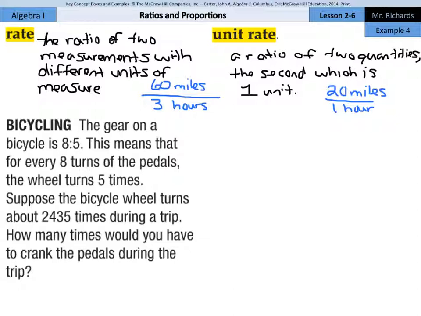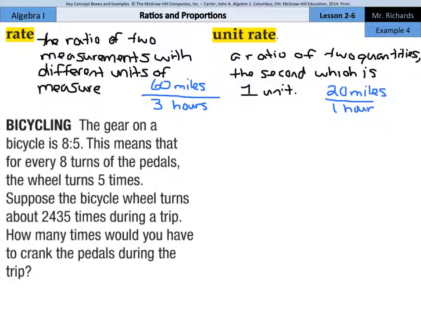Now let's take a look at example 4. The gear on a bicycle is 8 to 5. This means that for every 8 turns of the pedals, the wheel turns 5 times. Suppose the bicycle wheel turns about 2,435 times during a trip. How many times would you have to crank the pedals during the trip?